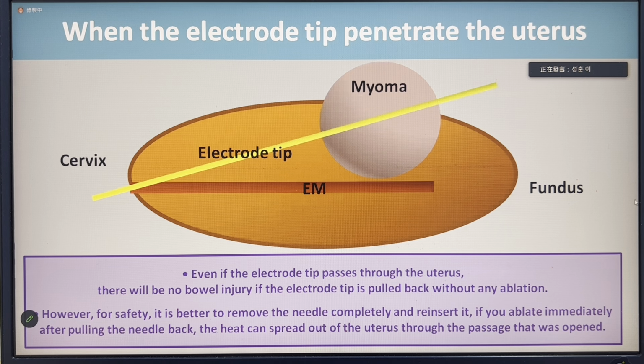Even if the electrode tip passes through the uterus, there will be no bowel injury if the electrode tip is pulled back without any ablation. However, for safety, it is better to remove the needle completely and reinsert it again. If you ablate immediately after pulling the needle back, the heat can spread out of the uterus through the passage that was opened.